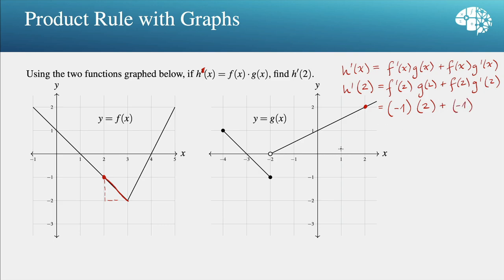And g prime of 2 is the slope of the graph of g of x when x is 2. So it's the slope of this line here. And if we look at that, well, we can look at a rise over run. We see a rise of 1 and a run of 2. So that's 1/2.